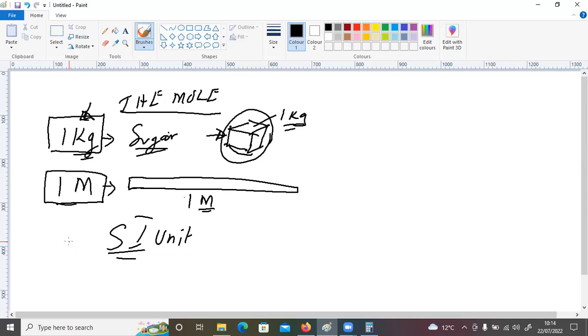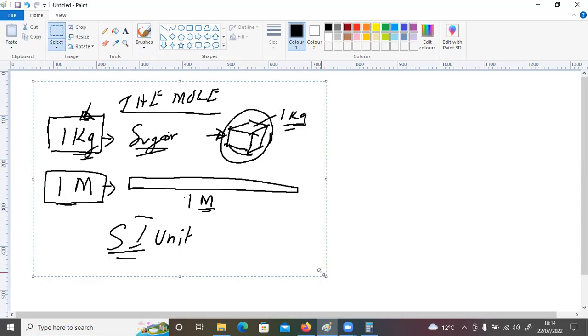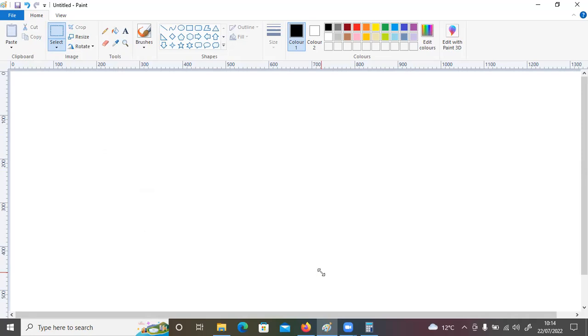Now, when we are dealing with chemistry and chemical reactions, what we are dealing with is reactions, or the behavior of atoms. But the problem is that the atom is too small. If we start trying to make calculations based on individual atoms, our life will be too difficult.